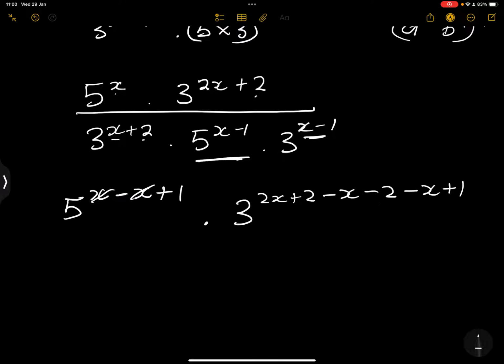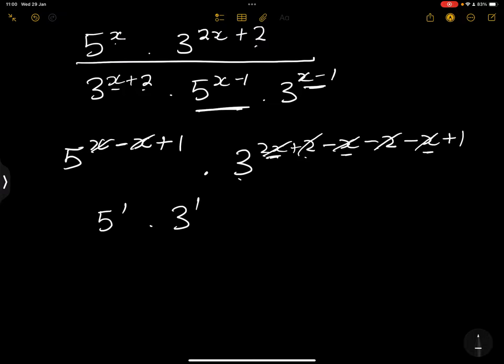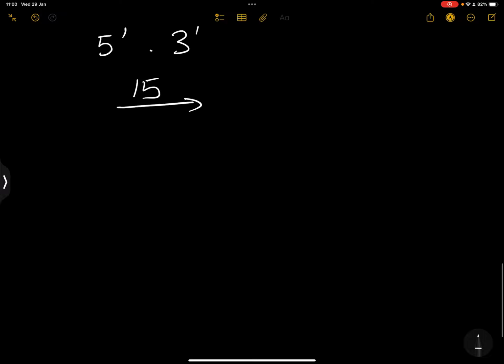x and minus x. In this case, they cancel out. I'm left with 5 to the power of 1 multiplied by 3. Now let's see. We've got 2x minus x minus x. So those cancel, because that will give us 2x minus 2x. We've got 2 and minus 2. Those cancel as well. Now I've got 3 raised to the power of 1. And of course, this will be 5 to the power of 1 is 5. 3 to the power of 1 is 3. And as a result, that will simply give us 15. All right, so that is how the cookie crumbles.